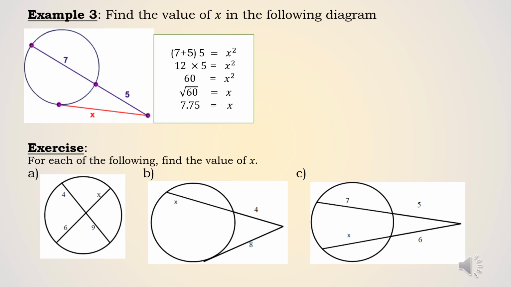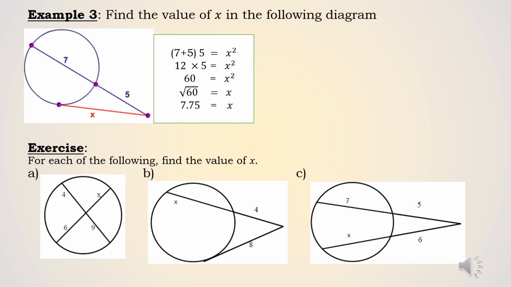Let's go through the examples on intersecting secant and tangent. Now, as you will remember, the rule for the secant is the full length times the outside length. So, according to this diagram, the full length would be 7 plus 5 times the outside length, which is 5, and that is equal to the tangent squared. The tangent in this case is x, so it will be x squared. (7 plus 5) times 5 is equal to x squared.